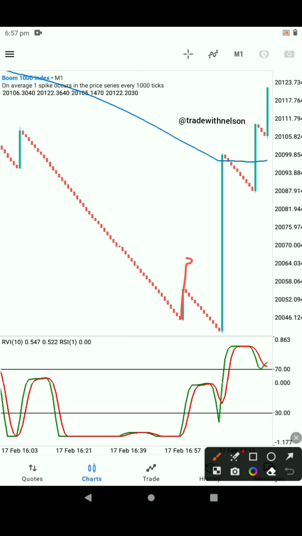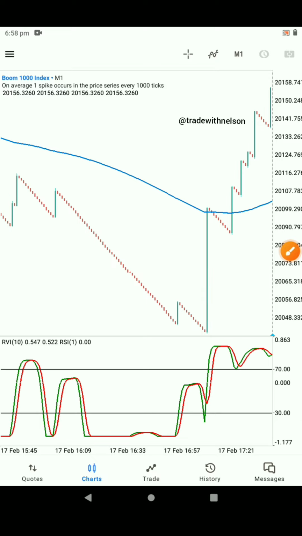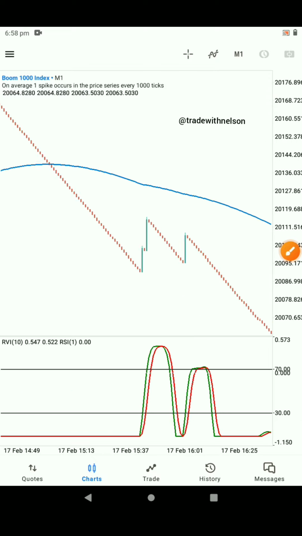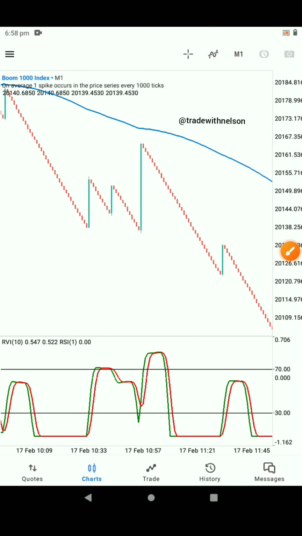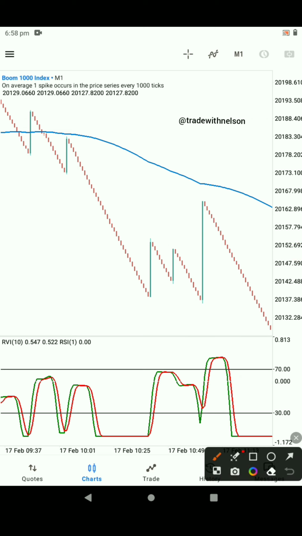Here we have a spike that did not touch the moving average, but we have no cross above the 70 level. So in this situation, we have no trade. Then the spike we see next touches the moving average. Then we wait until we see a spike below the moving average. So these are also good examples over here.